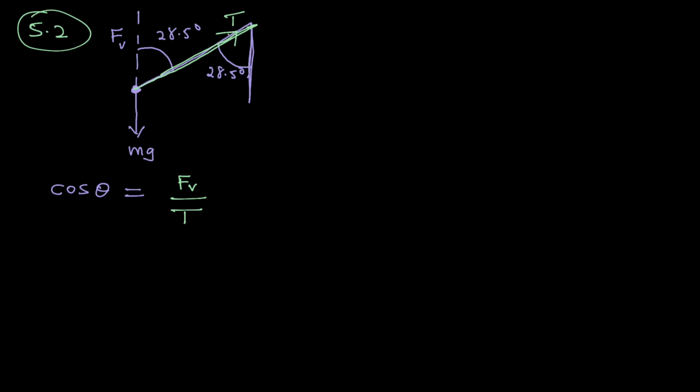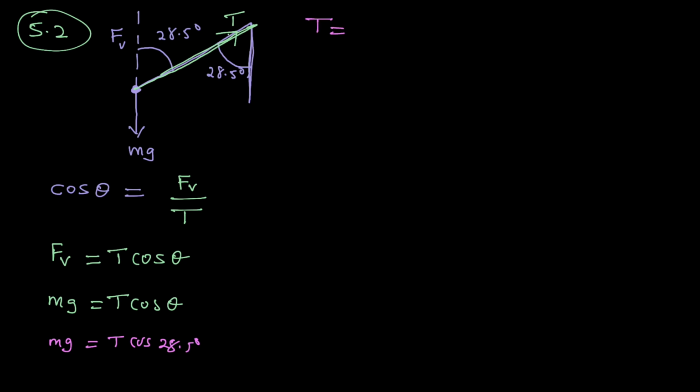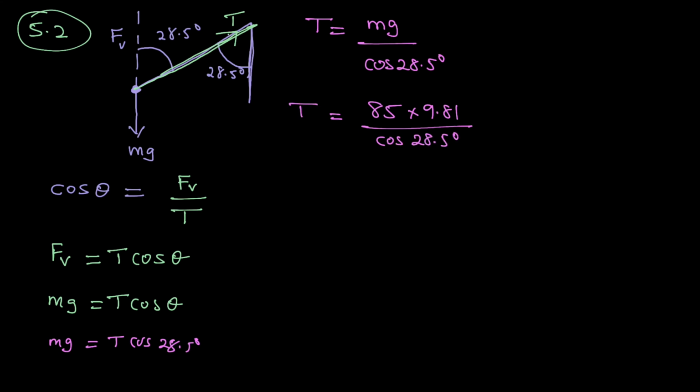So therefore, I can write FV equals T cos theta, but FV is mg, so mg equals T cos theta, and so I could write that as mg equals T cos 28.5 degrees. So what is T then? T will be equal to mg over cos 28.5 degrees, but the mass is 85 times 9.81 over cos 28.5 degrees. Therefore, T will be equal to 949 newtons, which is roughly 950 newtons. But there are other ways you could have done it.